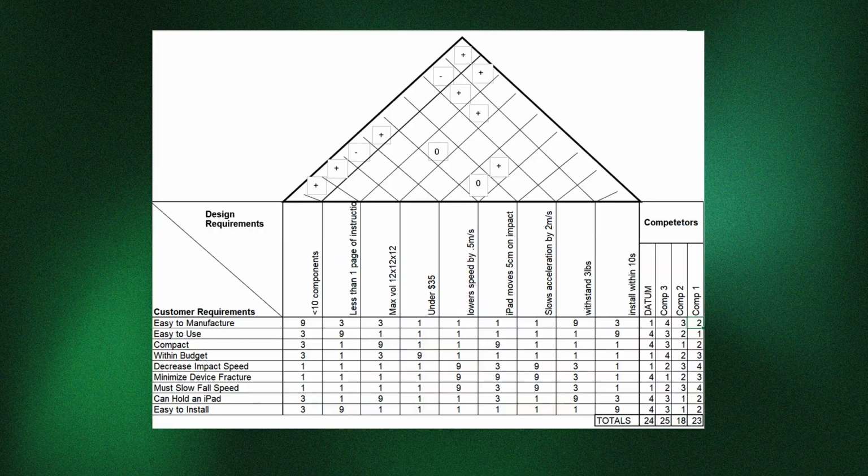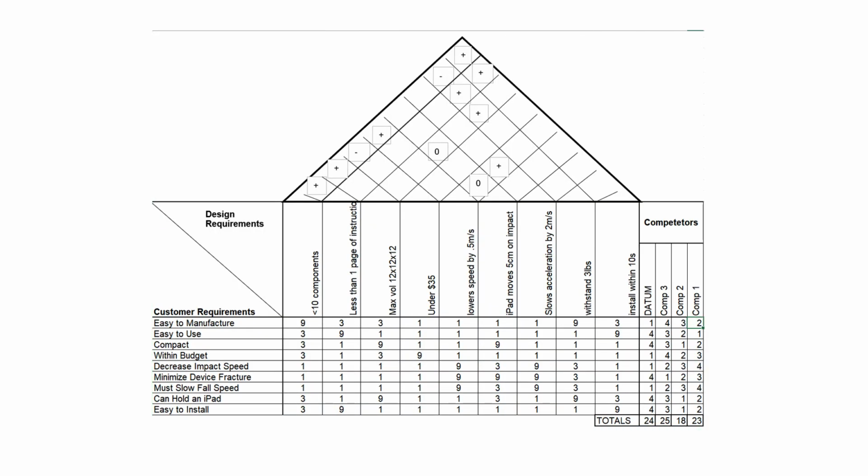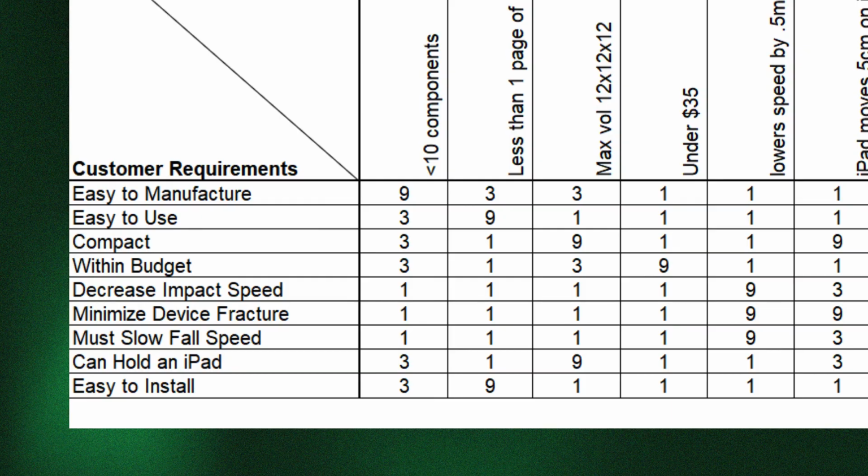This figure shows our house of quality, which we use to systematically translate functional requirements into quantitative design constraints. I'll explain moving left to right, then top to bottom. On the left side here are the functional requirements, what the system is required to do from a performance standpoint. These include easy to manufacture, easy to use, compact, within budget, decrease impact speed, minimize device fracture, slow fall speed, hold an iPad securely, and easy to install. Each functional requirement was given an importance weighting, reflecting how critical it is to overall system success.